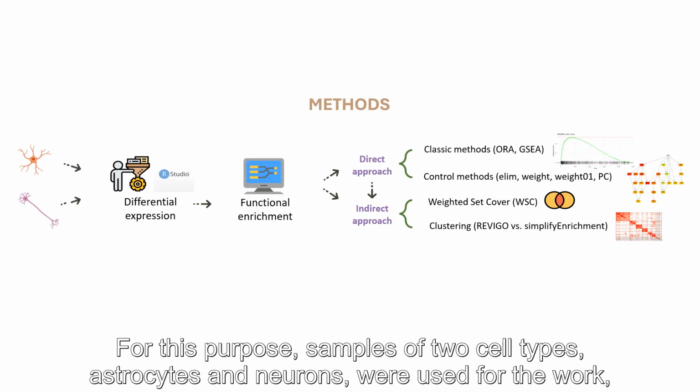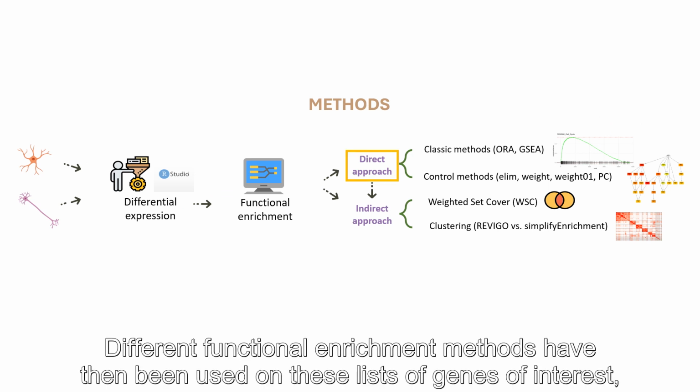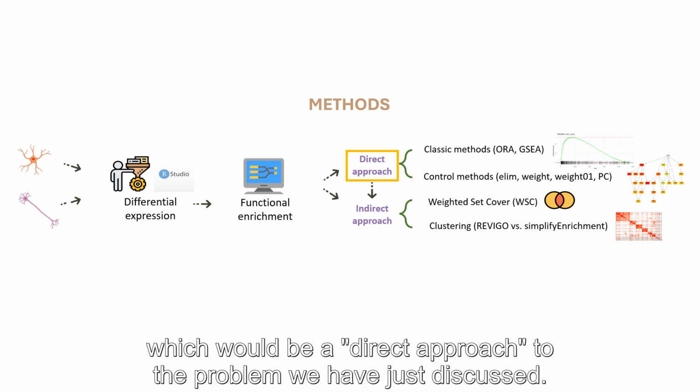For this purpose, samples of two cell types, astrocytes and neurons, were used for the work, from which a list of genes of interest was obtained from differential expression analysis. Different functional enrichment methods have then been used on this list of genes of interest, which will be a direct approach to the problem we have just discussed.